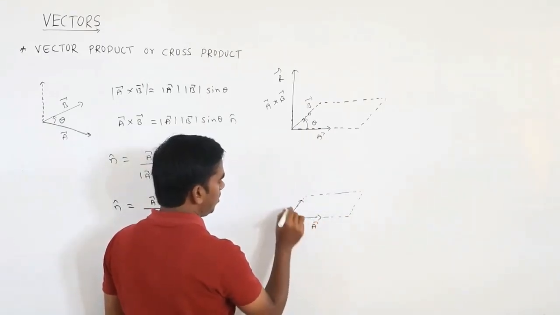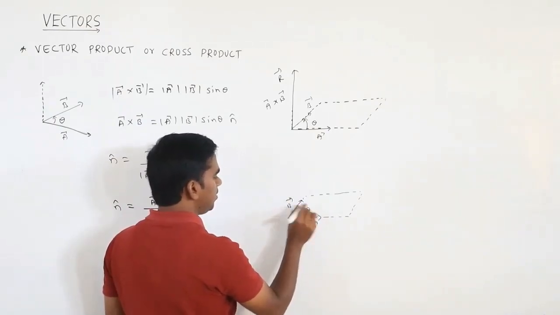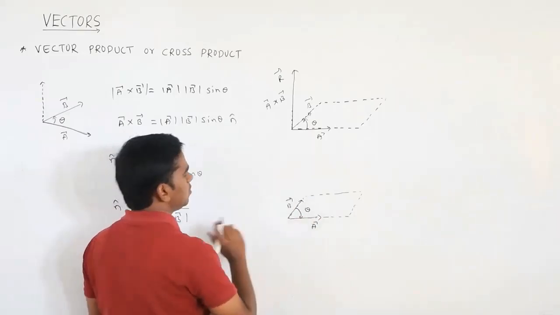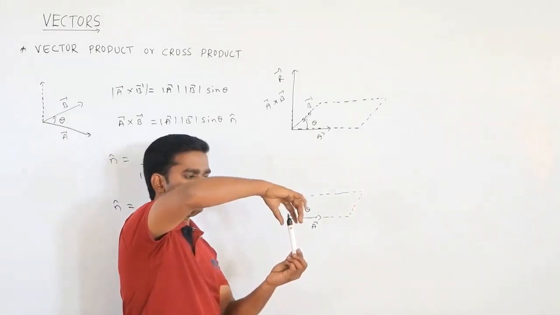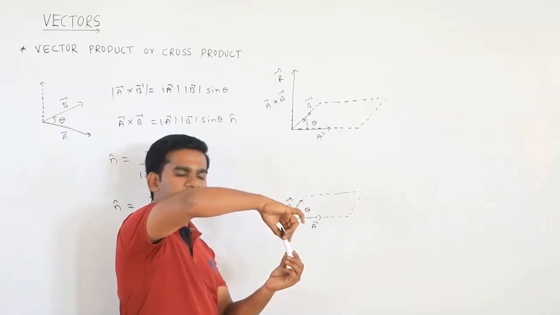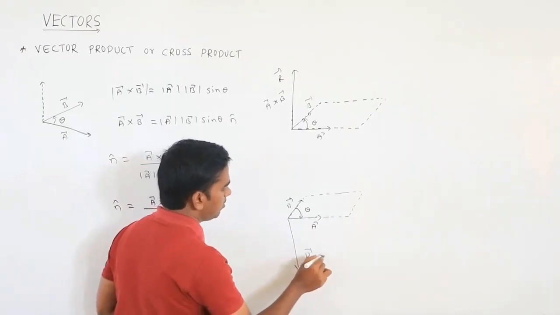But now what I will do, I will come from B to A. I am coming from B to A. So now what is the resultant? If you move in the opposite direction, what will happen? It starts going down. So this is going to be your resultant.